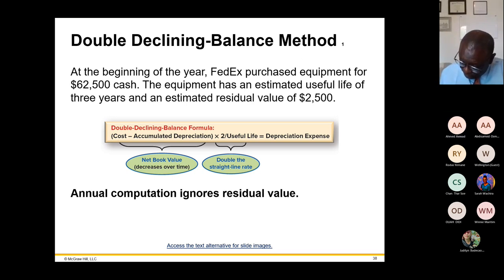I don't have it here. I was thinking you guys got that. What was the depreciation using the straight line method? We calculated the depreciation for the equipment. 20,000. Was it 20,000? Yeah. Let me see. 6,000. Was it 20,000? Yes.